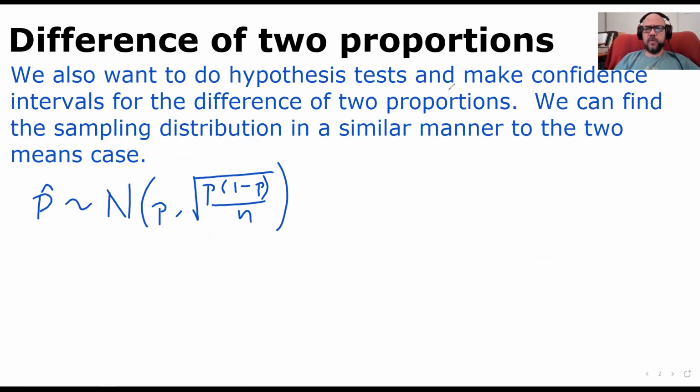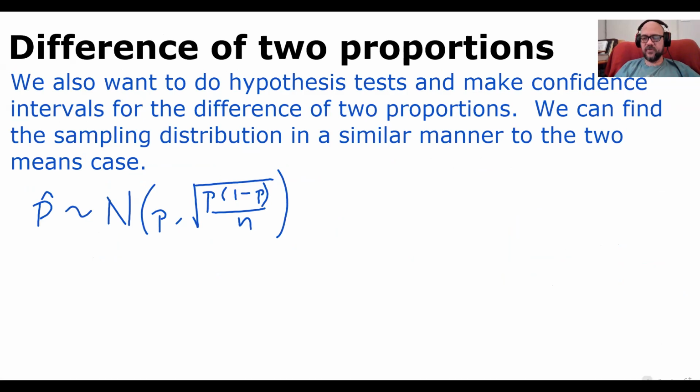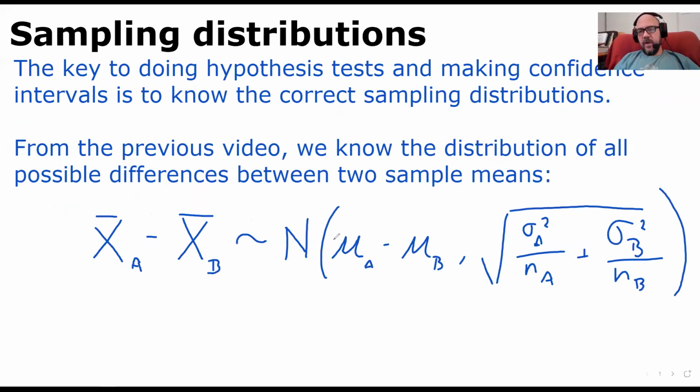I do want to talk about the difference of two proportions. We're going to do the same thing. So let me just remind you here of the basic idea. To find the mean of the difference of two normal distributions, you subtract the two means. So if I have X bar A minus X bar B, the distribution of all their differences has a mean of mu A minus mu B. And to find the standard deviation, what we did was we found the standard deviation of this thing and squared it, and the standard deviation of this thing and squared it, and added those together and square rooted the result. That's again from the last video.